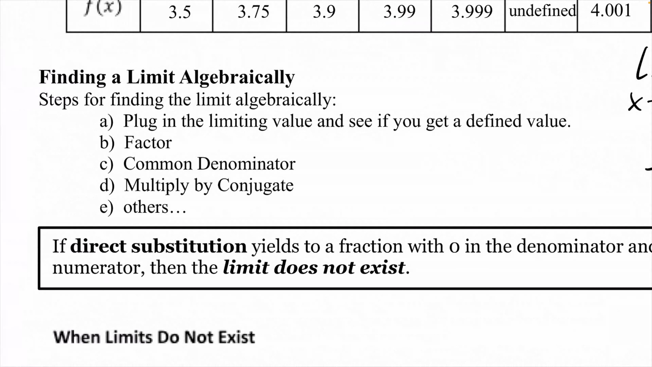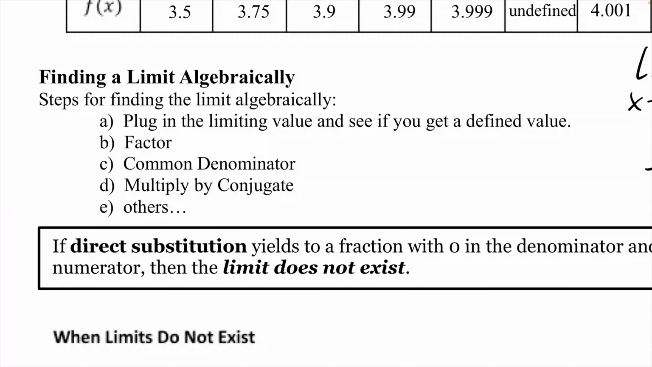The big one is 0 over 0. If we get 0 over 0, that means we're not done yet. We have work left to be done. What is that work? Well, factoring. We did some factoring last time. How do you know if you need to factor? Well, do you have binomials, trinomials, or polynomials? Are there multiple terms? If there are, chances are that's going to be the path.